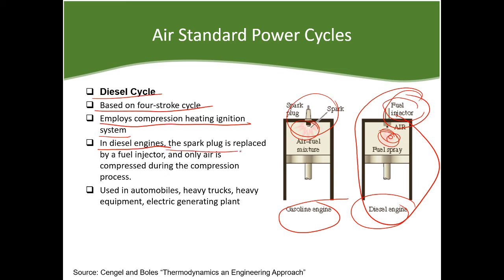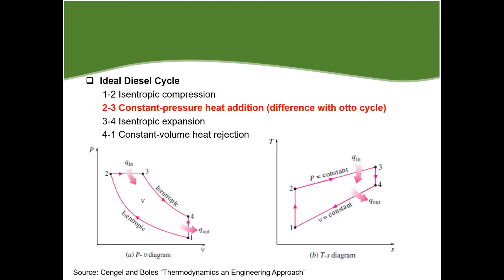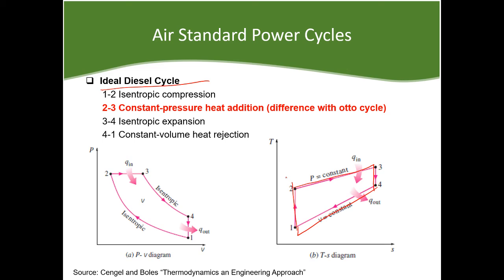So, in diesel engine, air is compressed during compression process. Tapos saka i-inject yung fuel. It's used in heavy trucks, heavy equipment, electric generating plant. This is the diagram, PV and TS diagram for the diesel cycle. So, meron kang isentropic compression, constant pressure heat addition, isentropic expansion, constant volume heat rejection.